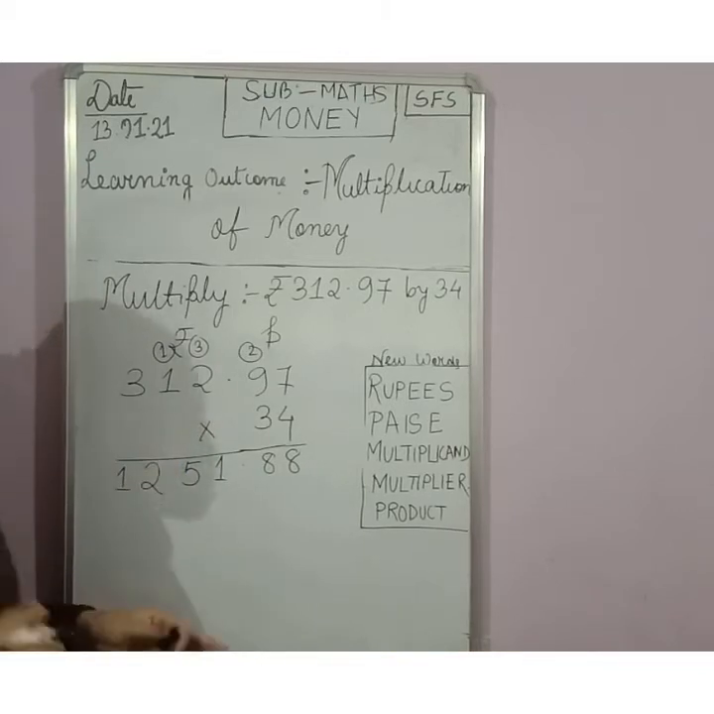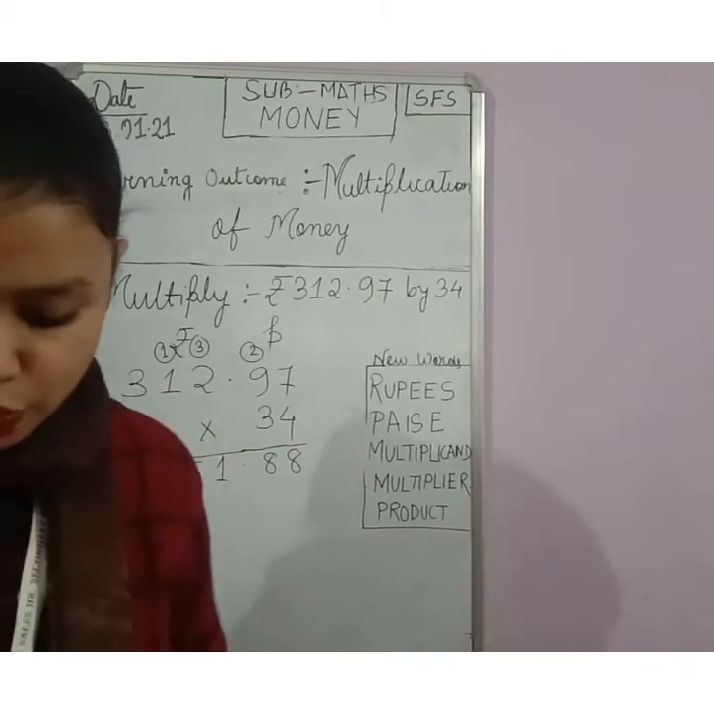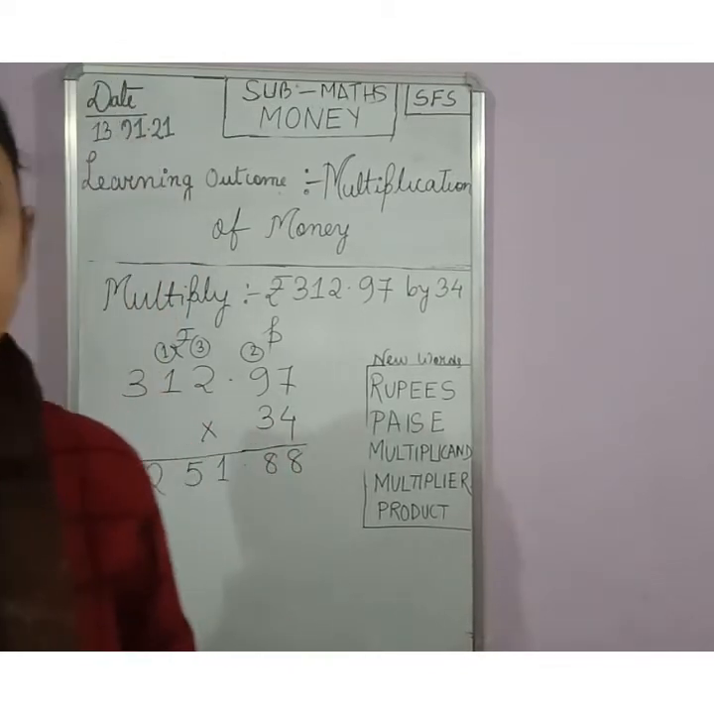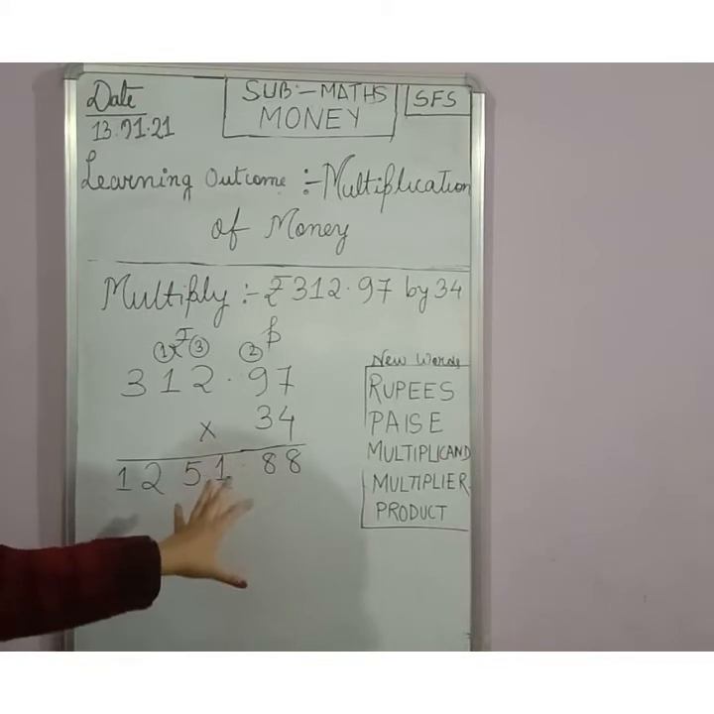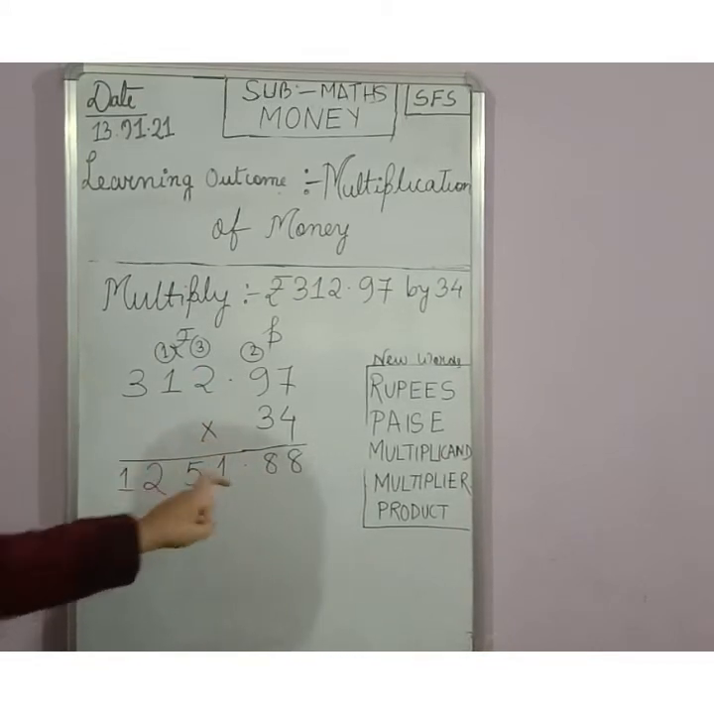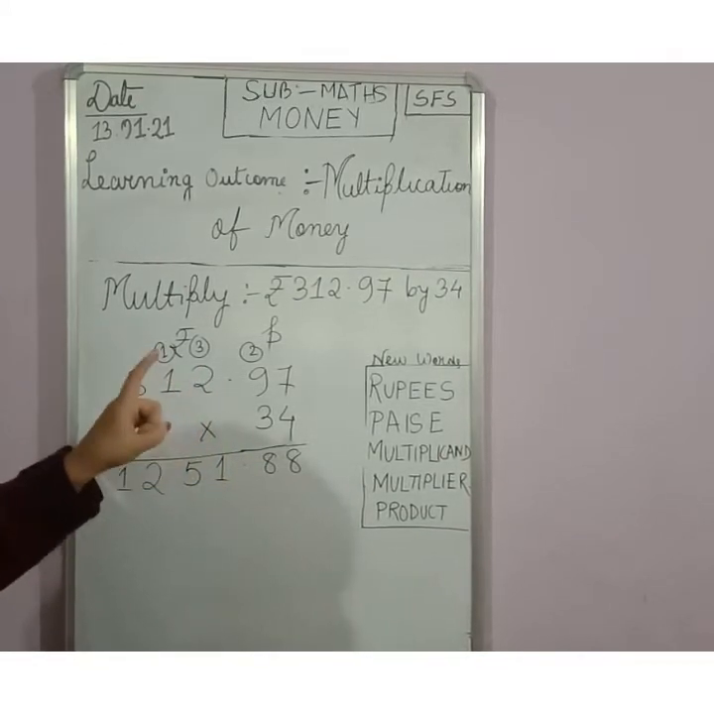Okay children? This is the same process you followed in the term 1 chapter on multiplication. In the same way you have to multiply. But the difference is that you have a decimal point here.